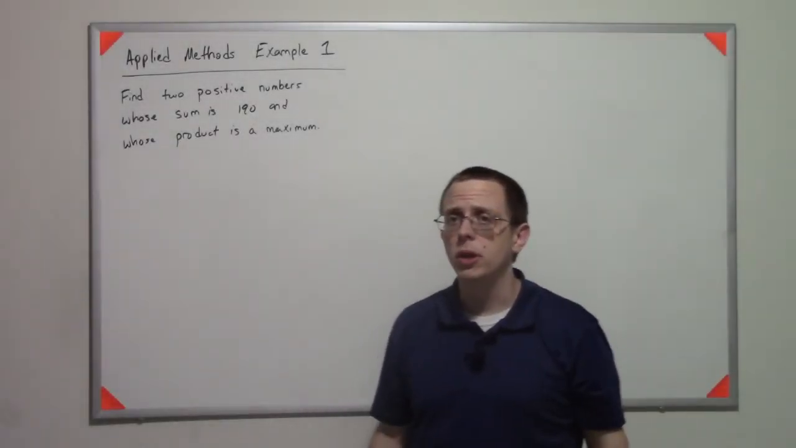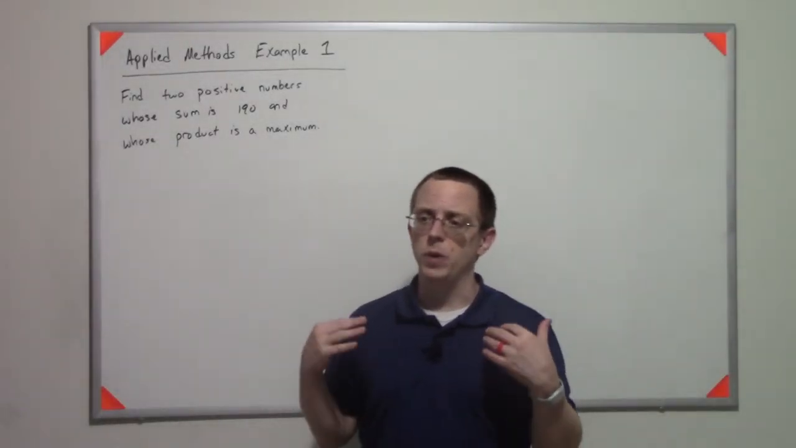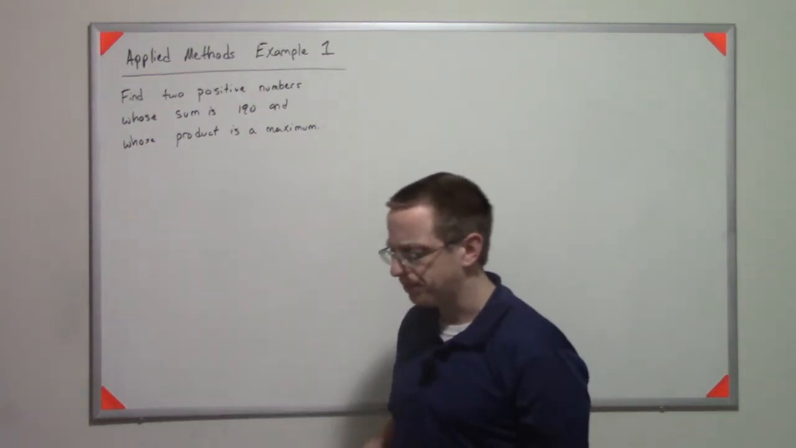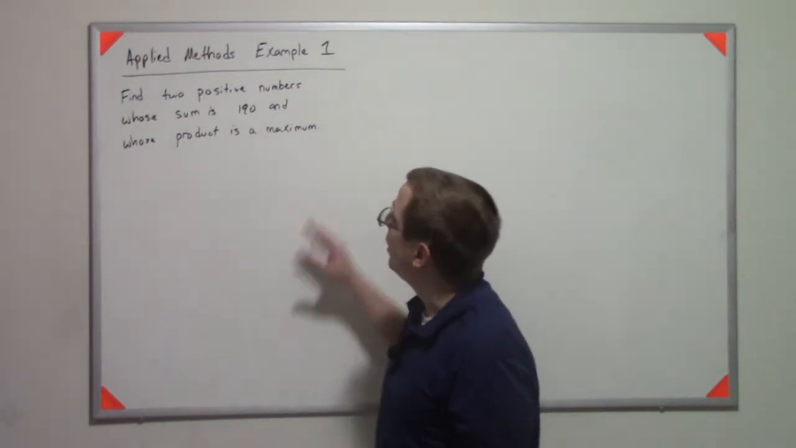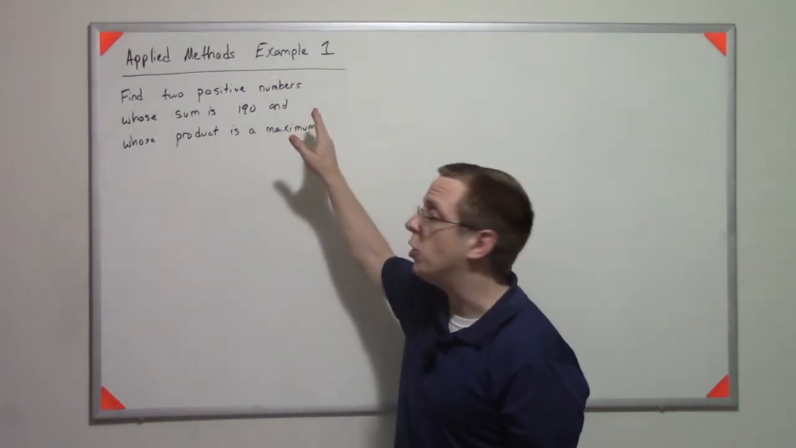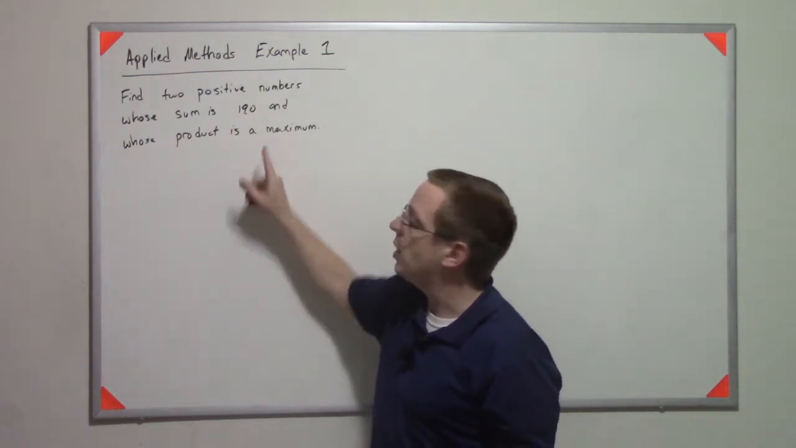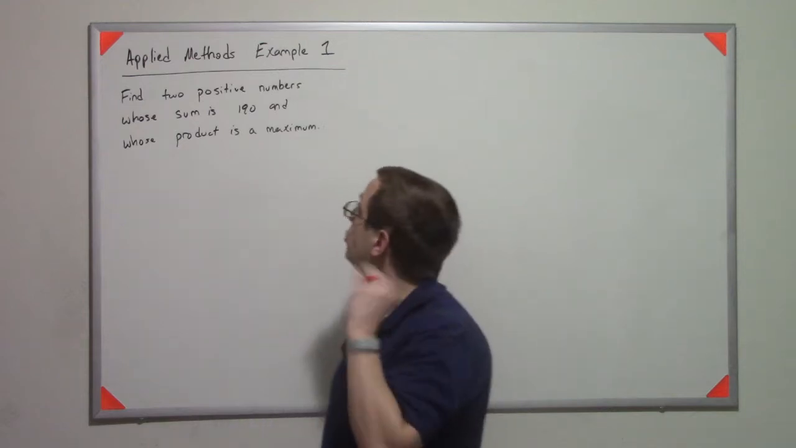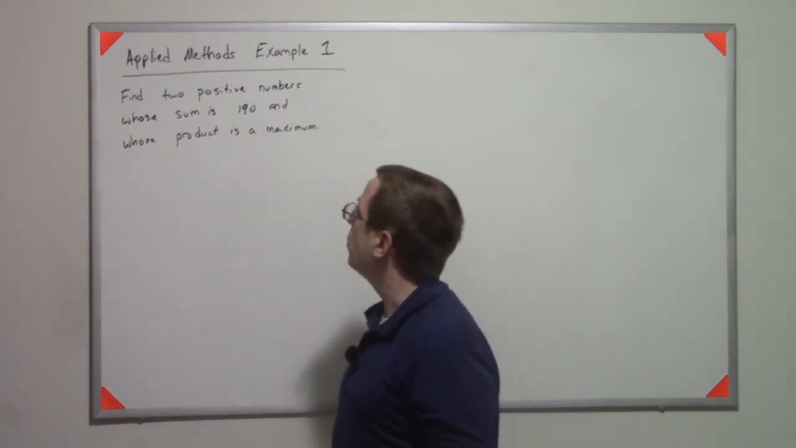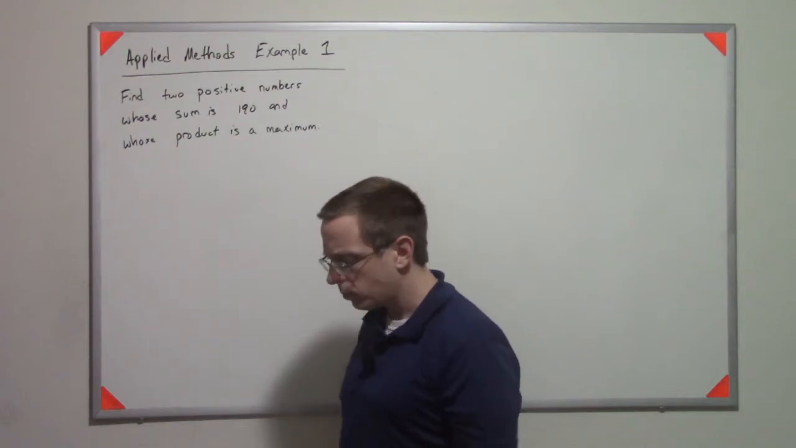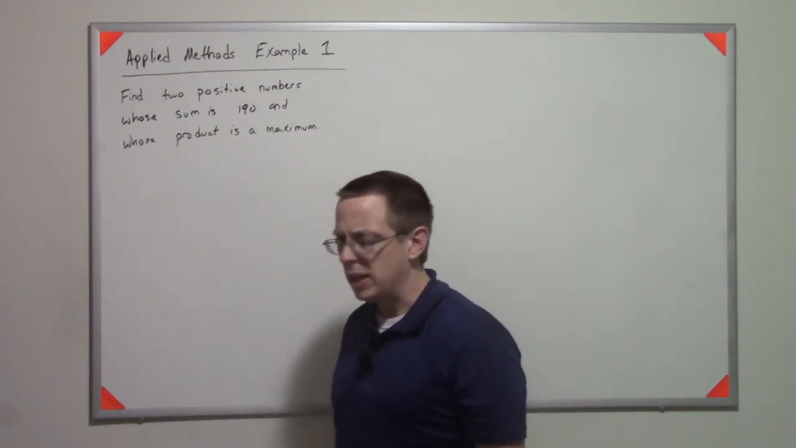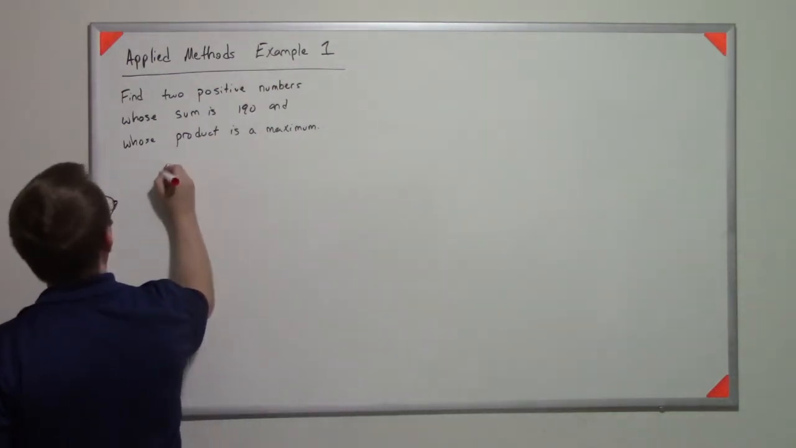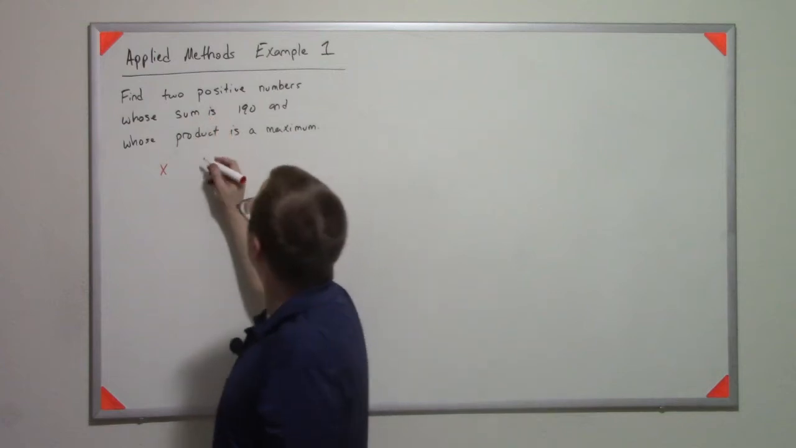Let's do an example trying to find the maximum or minimum of this problem and solve the constraints. Anyway, what I want to do is find two positive numbers whose sum is 190 and whose product is a maximum. So if I'm looking at this, I've got to find two positive numbers and their sum is 190. That tells me I've got two numbers, let's call them x and y.